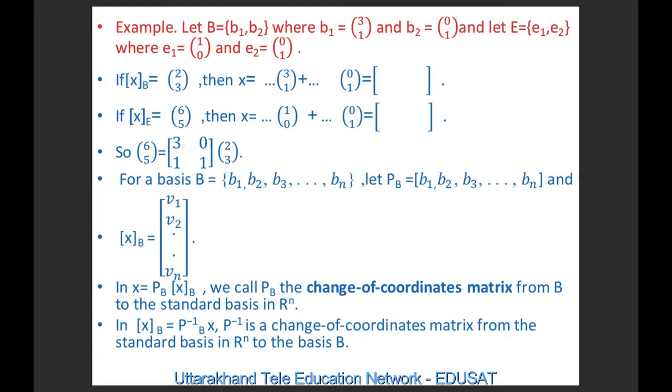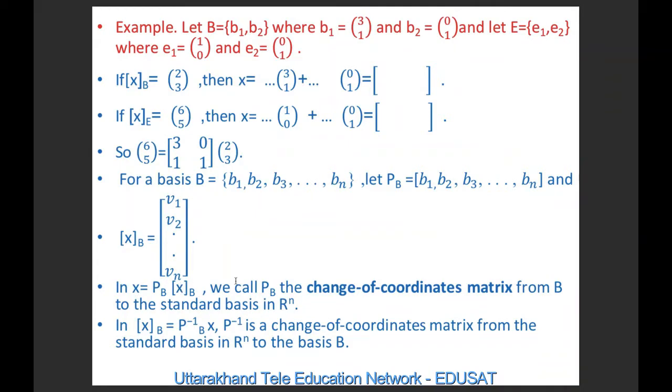So the matrix is 3, 1, 0, 1. This is the first column, this is the second column in this matrix. And [x]_B is 2, 3. So on multiplying, we will get the resulting matrix. If B is equal to b1, b2, b3, ..., bn, and P_B is equal to the matrix with columns b1, b2, b3, ..., bn, and [x]_B is equal to v1, v2, ..., vn, then x equals P_B multiplied by [x]_B.